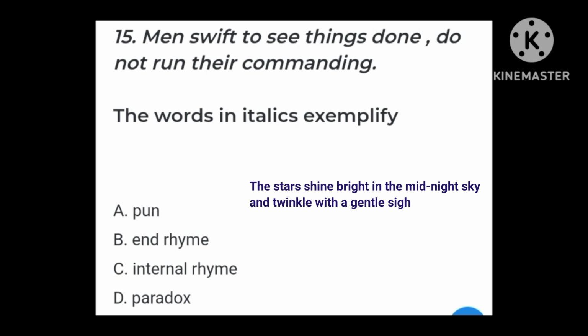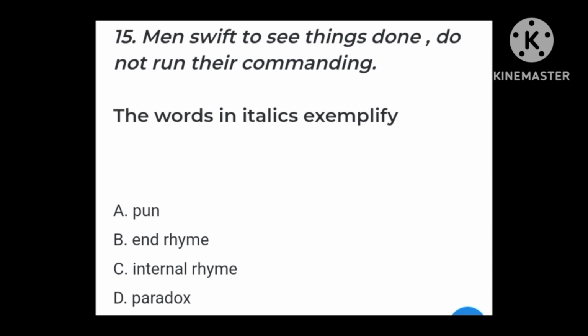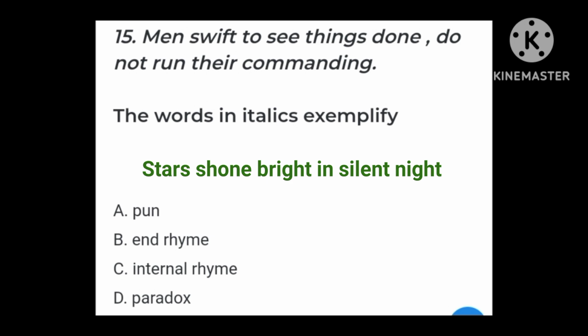The next section is internal rhyme. Internal rhyme is a poetic device where words within a line rhyme with each other, but not at the end of the line. An example of internal rhyme is, stars shone bright in silent night. Bright and night are good examples of internal rhyme.